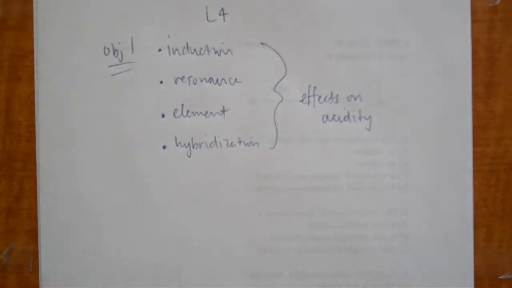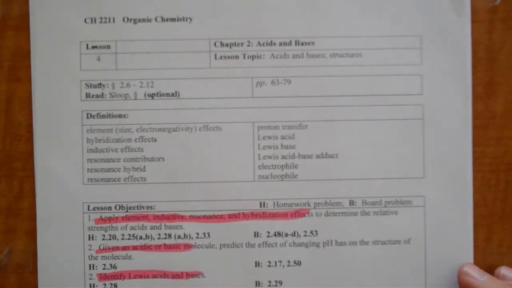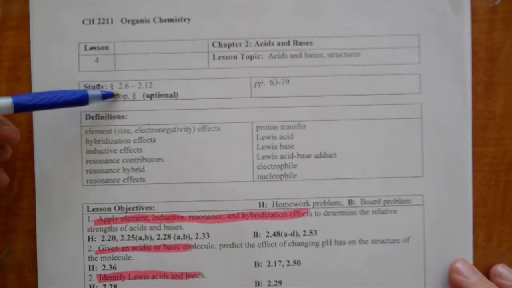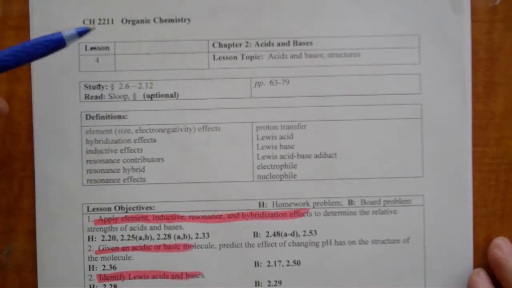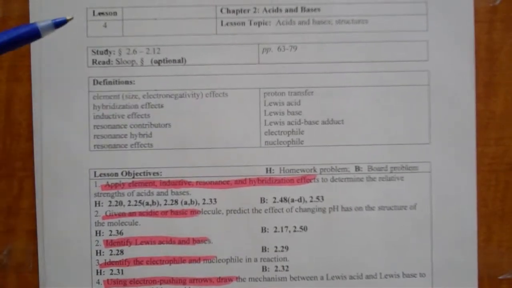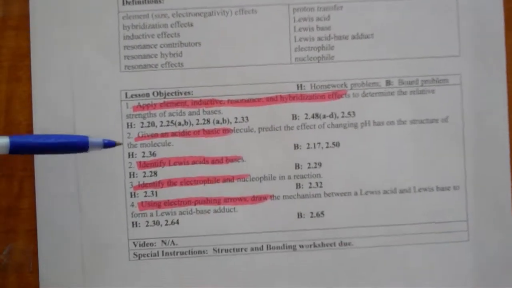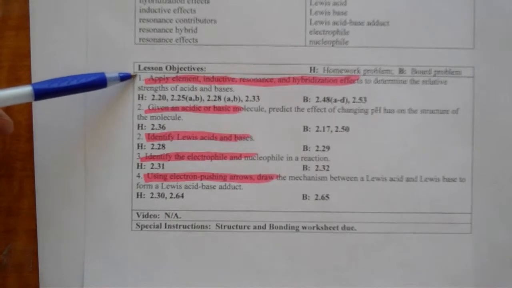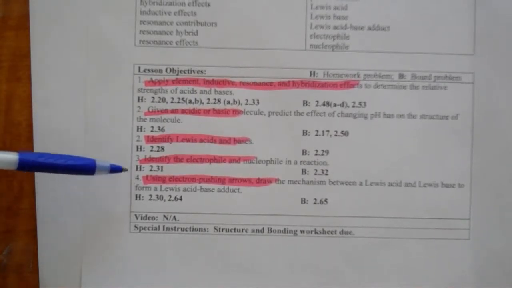Okay, so this is the preview video for lesson 4, and lesson 4 is sections 2.6 to 2.12 in the textbook, and the definitions and terms that we need to appreciate at the end of lesson 4 are here. There are 4 lesson objectives.